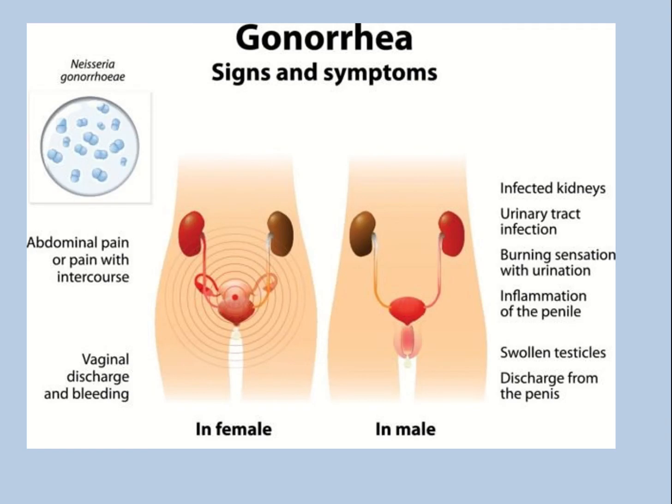Some of the diseases you need to know that are linked to bacterial infections, or caused by bacterial infections. This is one. This is gonorrhea, a sexually transmitted disease. It causes all sorts of problems. Obviously, it's passed on through unprotected sex. Infected kidneys, urinary tract problems, inflammation, swelling, discharge, all sorts of problems with gonorrhea. And there are long-term problems with gonorrhea as well, with your reproductive system. So abdominal pain, it's really not very nice.